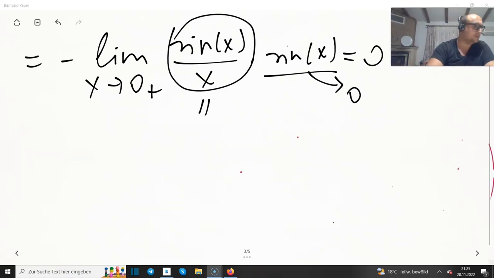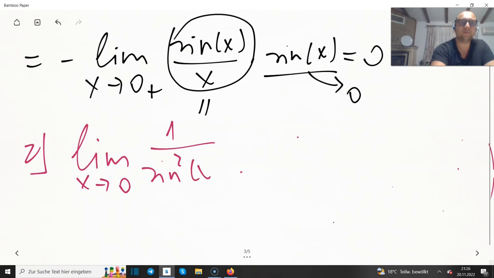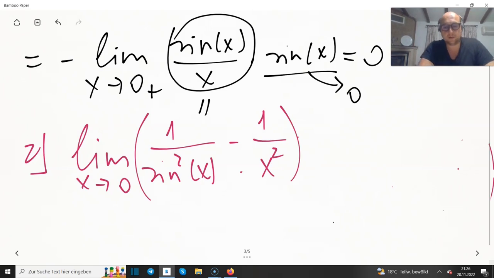Okay, let's do number 2 now. That would be a limit, x is running towards 0, of 1 divided over sine squared of x minus 1 divided by x squared. Well, it's not clearly the case for L'Hopital's rule yet, because this is just something very big minus something very big as well.